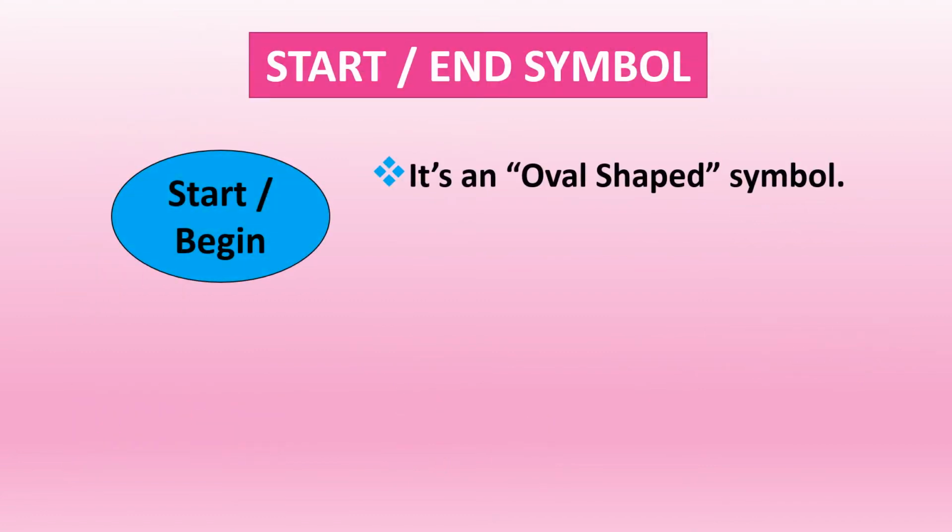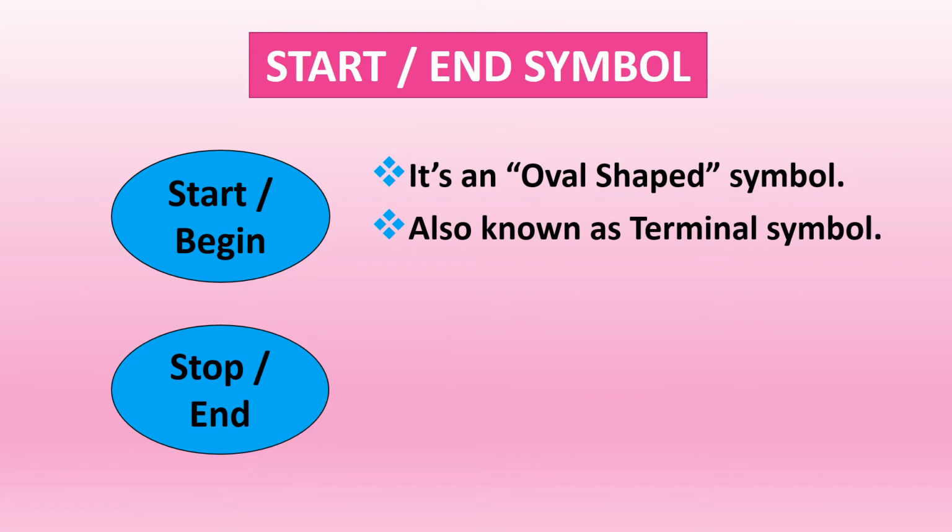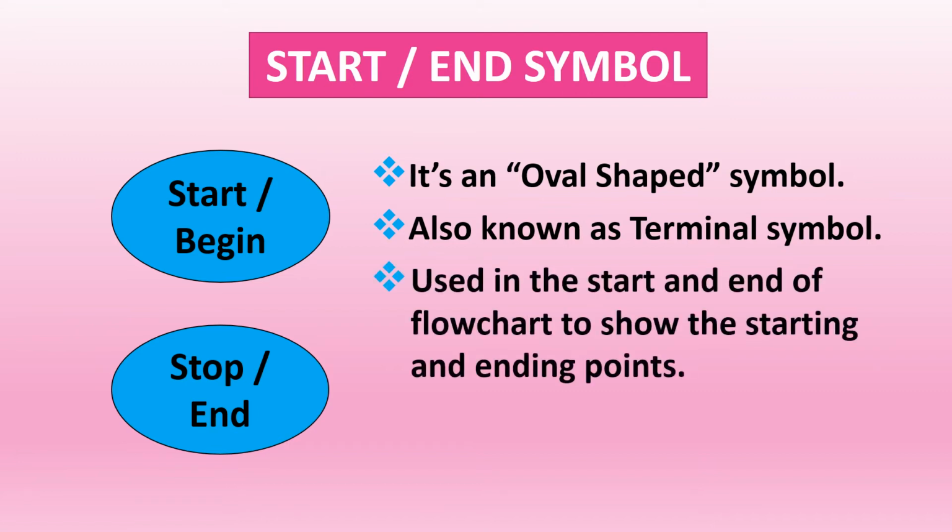The first symbol is start and end symbol. It's an oval shaped symbol, also known as terminal symbol. You can write start or begin in it, or stop or end. Used in the start and end of the flowchart to show the starting and ending points.